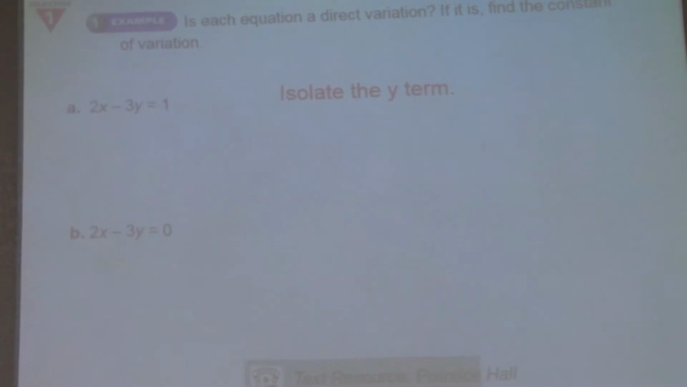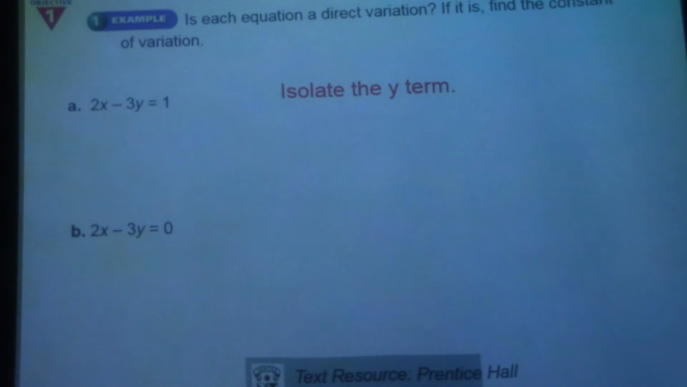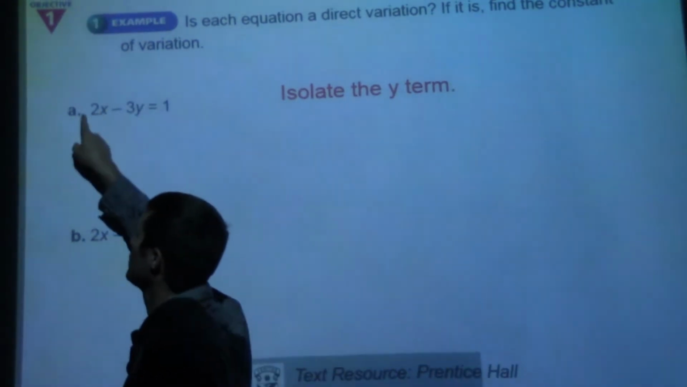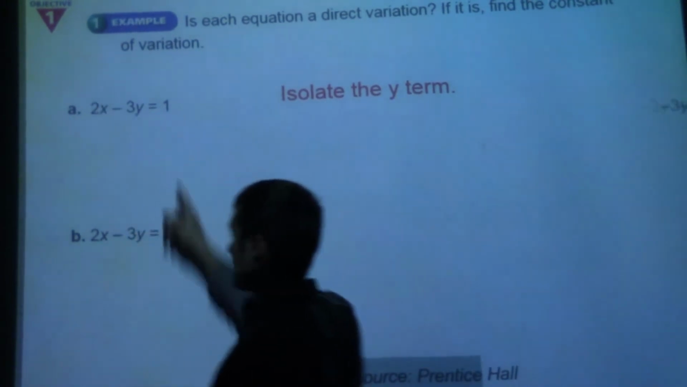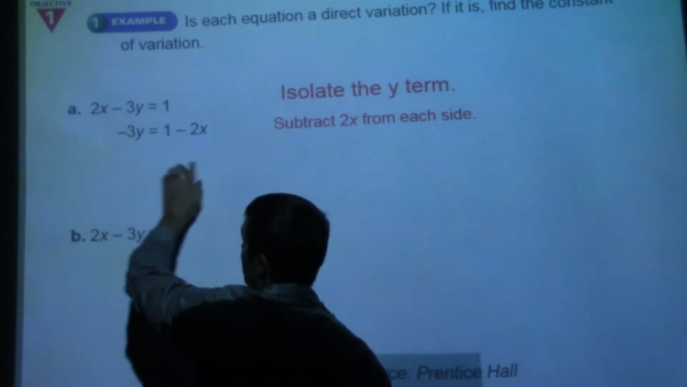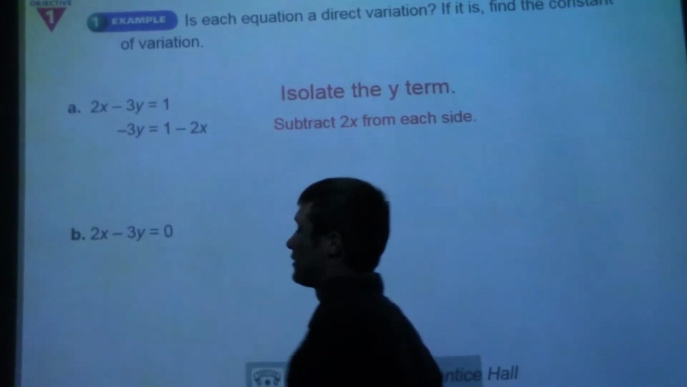So right here we have 2x minus 3y equals 1. The first thing we want to do is isolate the variable. So we want to get y by itself. First of all, we need to get rid of 2x. We get rid of 2x by subtracting it. If I subtract it from this side, it cancels off, and now you can see I subtracted it over there.